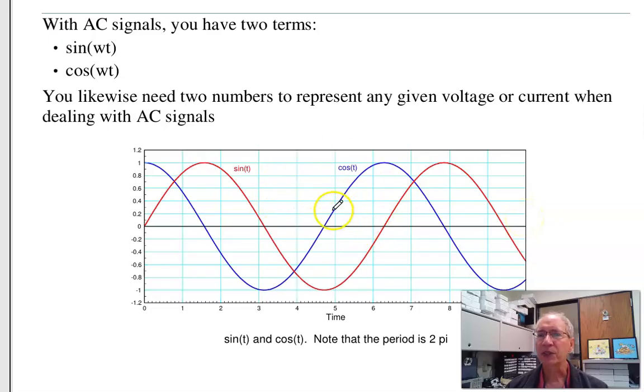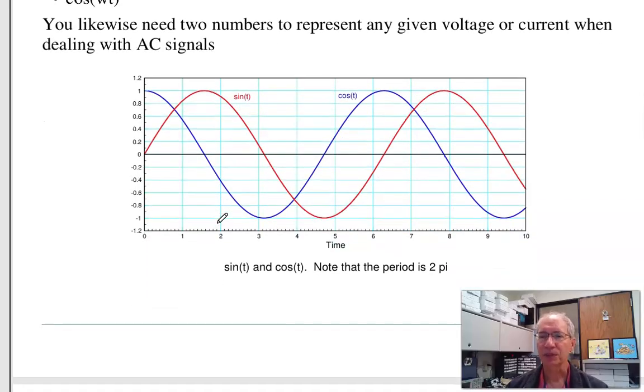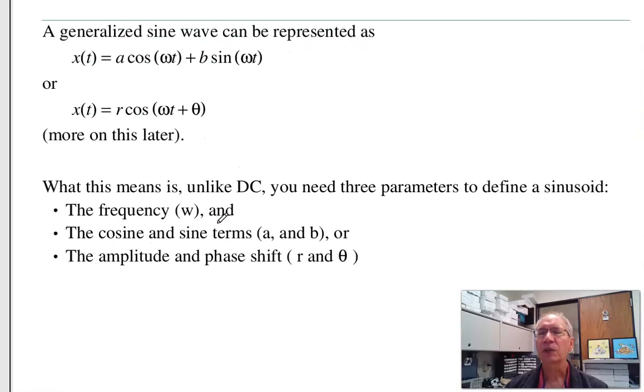So here's what a sine wave looks like. Again, you got a sine term, you got a cosine term. A general sine wave is composed of both these together. I need two terms to represent a sine wave. That's complex numbers. Now, a generalized sine wave could be represented two different ways. I have the cosine term and the sine term. Or in polar form, I have the amplitude and the phase shift. Still, I need two numbers to represent a sine wave. Again, that's what complex numbers do for you.